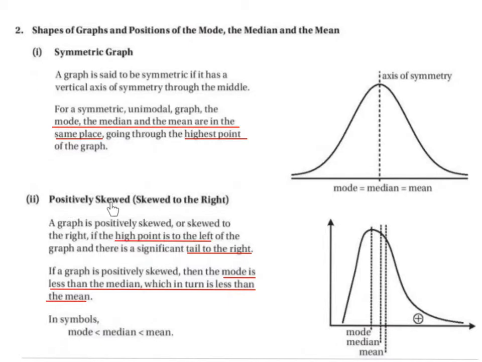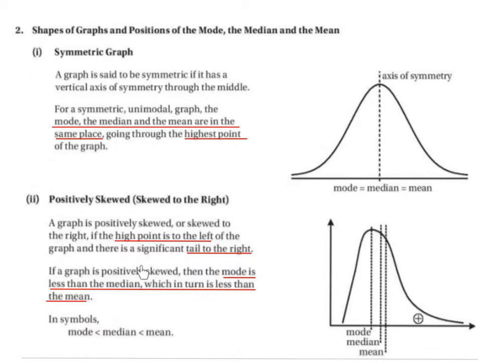Positively skewed, also known as skewed to the right. A graph is positively skewed or skewed to the right if the high point is to the left of the graph and there is a significant tail to the right. So we can see this graph here. The highest point is to the left and it tails off to the right. So if it tails off to the right, it's positively skewed.